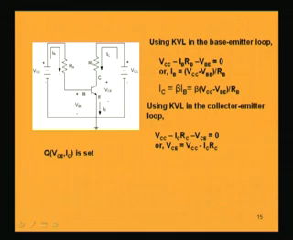So, now my analysis will become easier, because if we concentrate on the input circuit, that is the base emitter circuit, and apply Kirchhoff's voltage law in the base emitter loop, we get VCC minus IB into RB minus VBE equal to 0. So IB is equal to VCC minus VBE by RB.